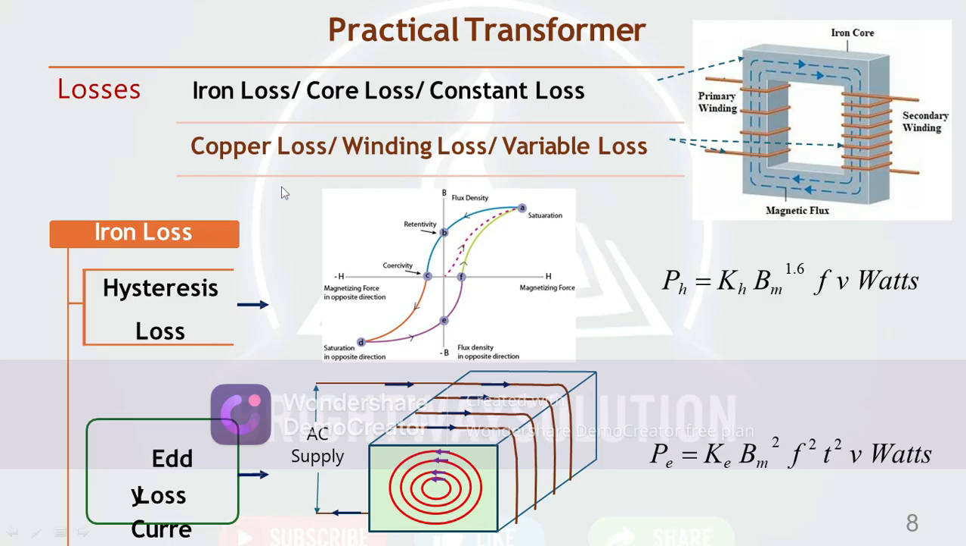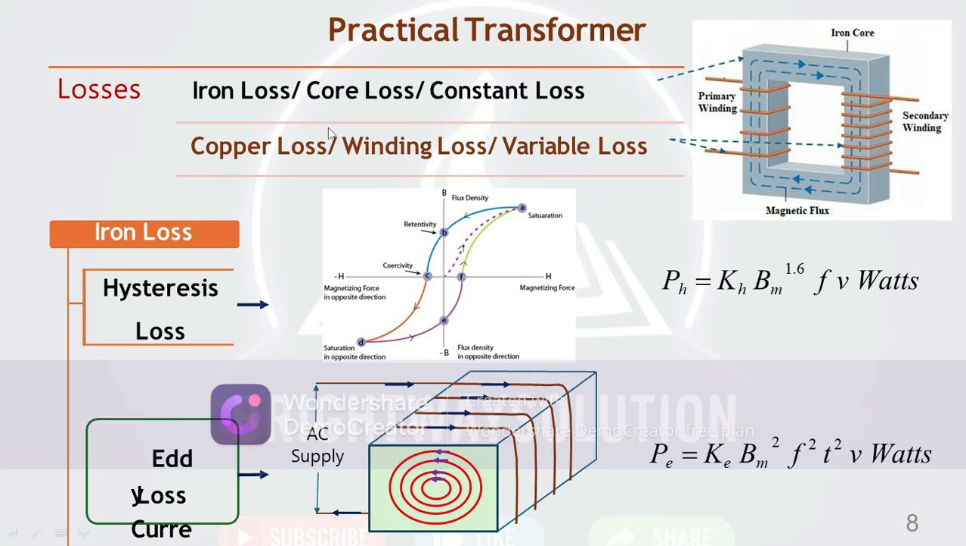So now we start with the core loss. What is a core loss? Core loss occurs in the core. First, you have to keep in mind that this is the core. And this is the variable loss, shown in the winding. So copper loss, winding loss, variable loss occurs in the windings. We have seen this in detail.